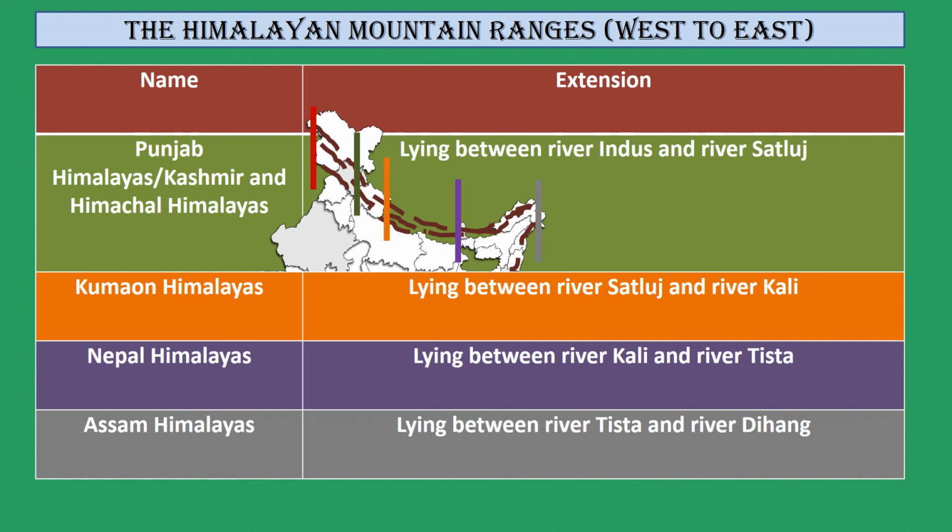From Satluj to Kali, the part of Himalayas is called as Kumaon Himalayas. This is mainly comprised of the Uttarakhand state of India.